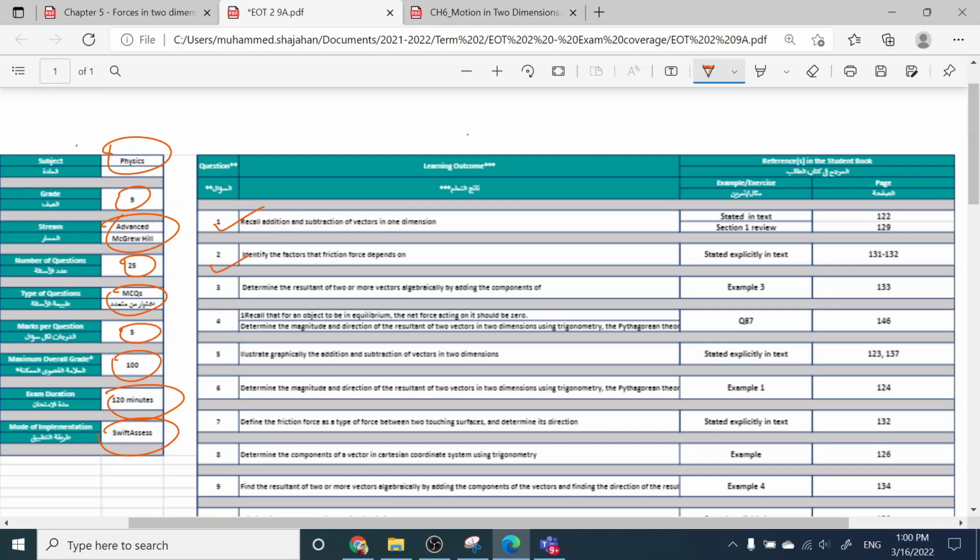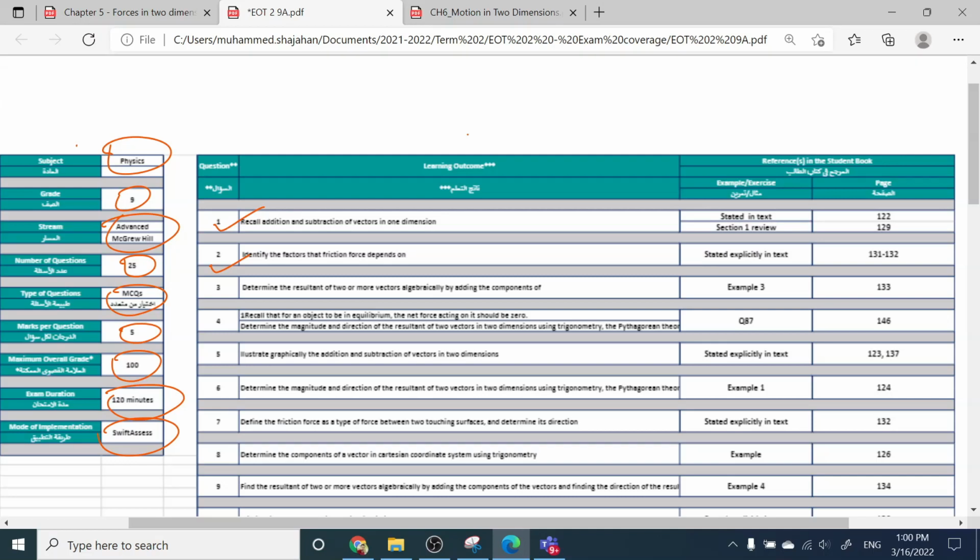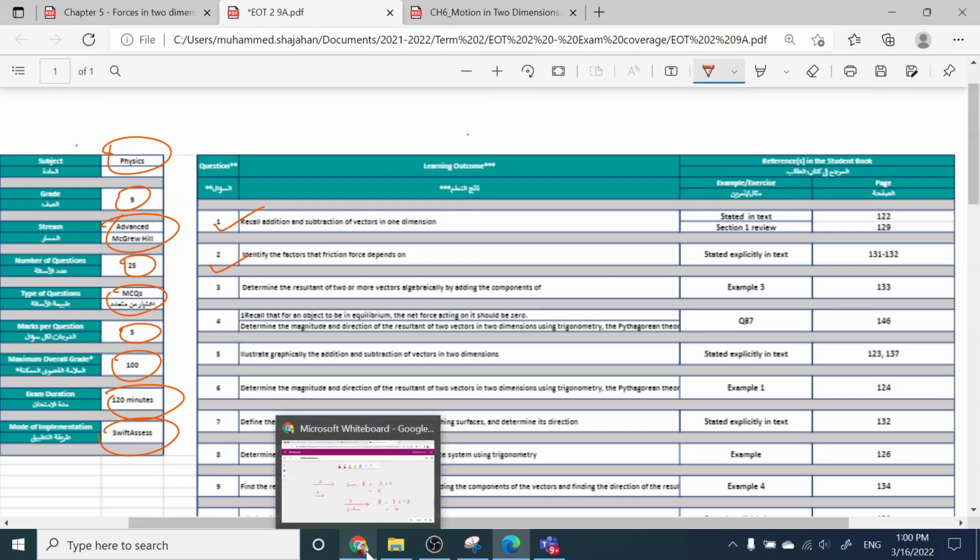Identify the factors that friction force depend on. So we know that when one object is moving over a surface, then there will be an opposing force between the surface of contact, right? Means between the surface of the object and the surface of the platform. So that opposing force is called frictional force. Then what are the factors on which a frictional force depend on?